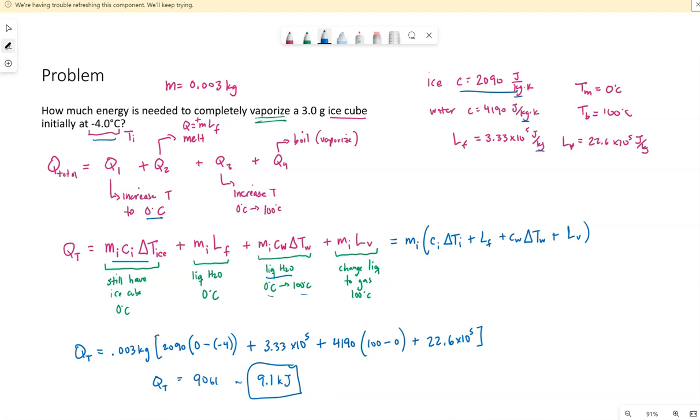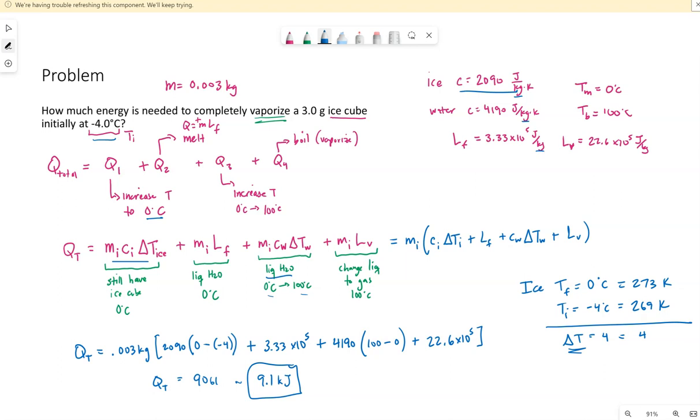As a reminder, I did leave my delta T's in Celsius. But for example, for the ice, T final is 0 degrees Celsius, which would be 273 Kelvin. T initial was negative 4 degrees Celsius, which would be 269 Kelvin. Delta T is 4, regardless of whether I had my temperatures in Celsius or Kelvin. That's true for delta T of the water. That's true for delta T of anything.